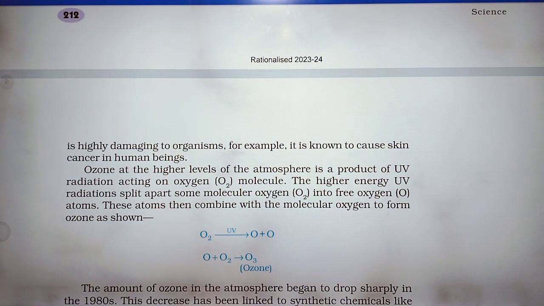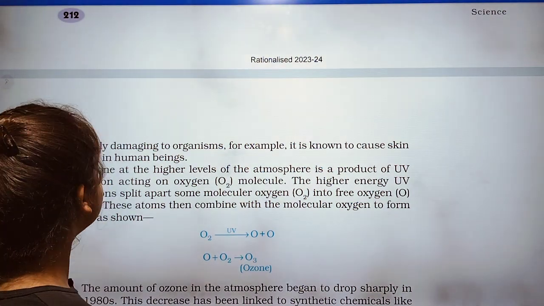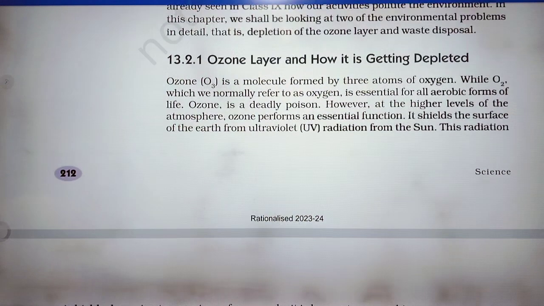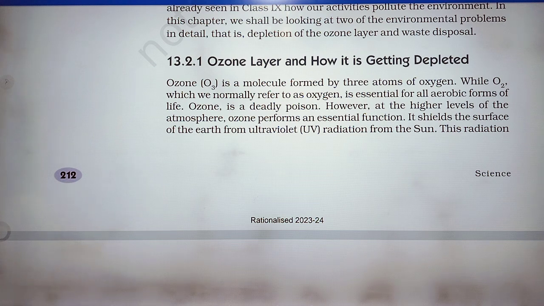For example, it is known to cause skin cancer in human beings. So here is one disease given: due to ultraviolet radiation, it causes skin cancer in human beings. That's why it is very harmful. But this ozone layer, which is itself a deadly poison, still protects our Earth's surface from ultraviolet radiation.